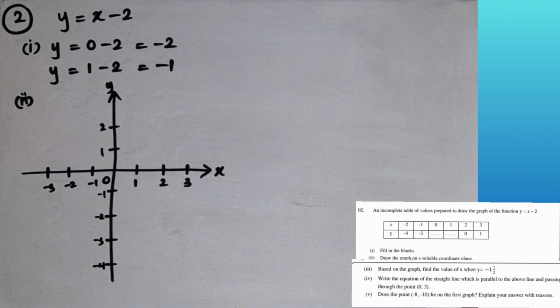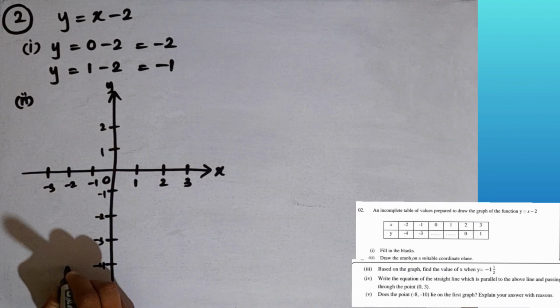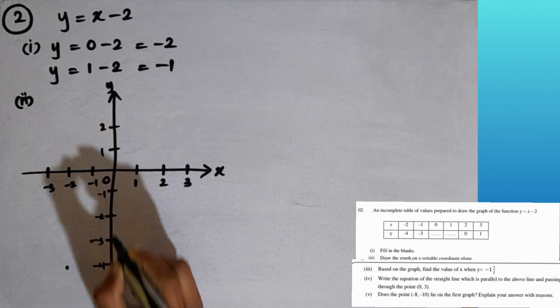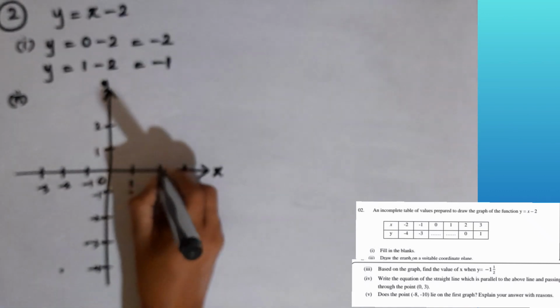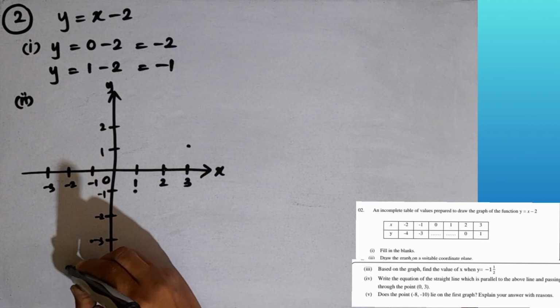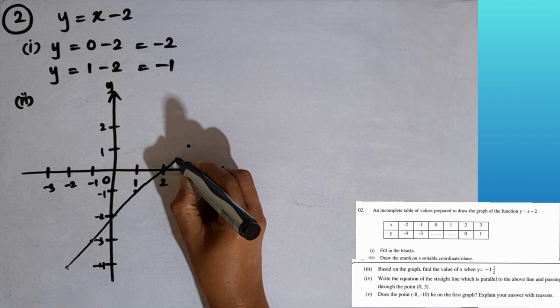The coordinates of the points are minus 2 comma minus 4. First one, minus 2, minus 4, is here. Then next one, minus 1, minus 3, here. Then next, 0, minus 2, is here. Then 1, minus 1. Then 2, 0. Next one, 3, 1. So we have to join the points to make a straight line. I can draw the straight line like this.